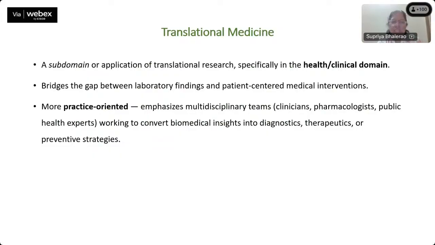It is more practice oriented, but it emphasizes a multidisciplinary team because you want to convert research into clinics. So clinicians have to be there, and pharmacologists to know the drug in and out. By pharmacologists, I don't mean modern pharmacologists only. Ayurveda Dravya Guna experts are also pharmacologists and can serve a role here. And public health experts. Here Swasthavritta people can also take part in how we take the research into the clinics. So this is translational medicine, which is a subset of translational research.